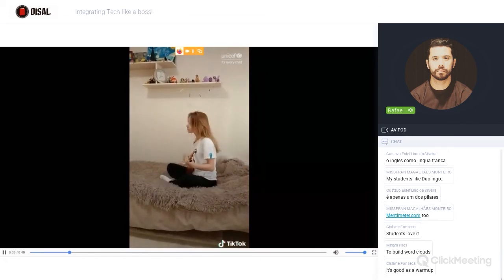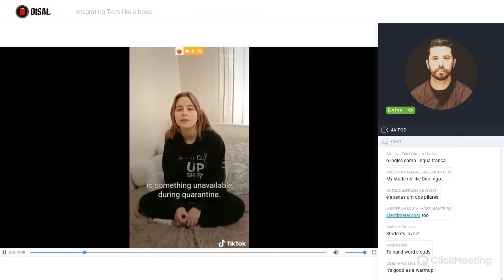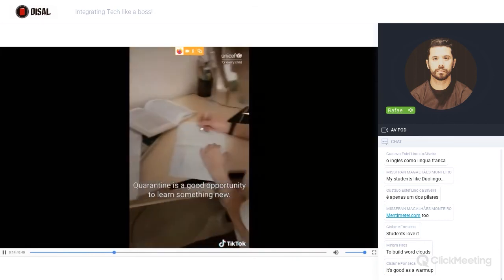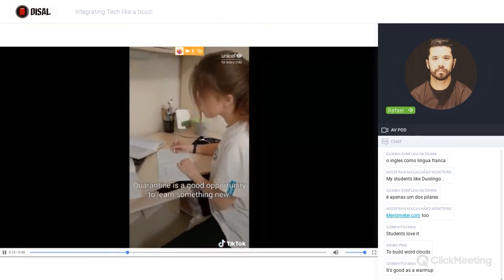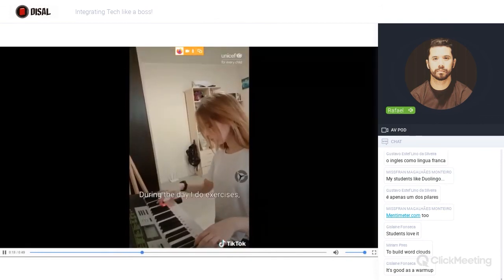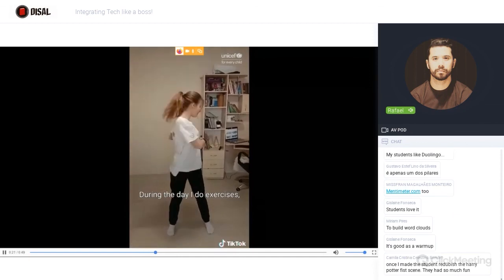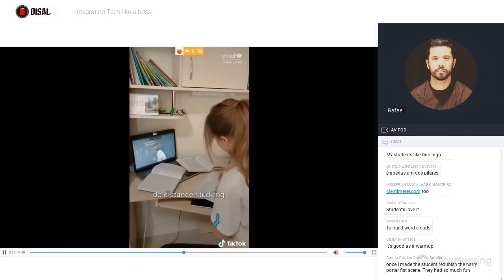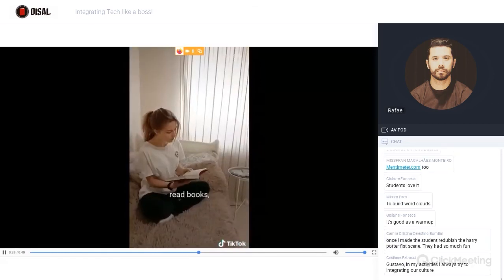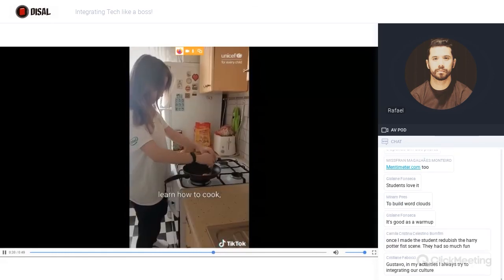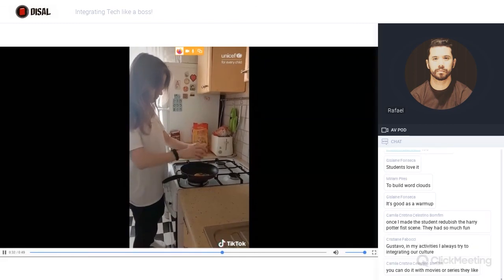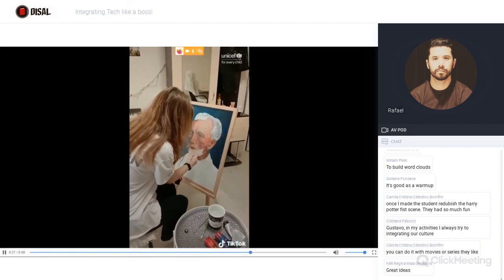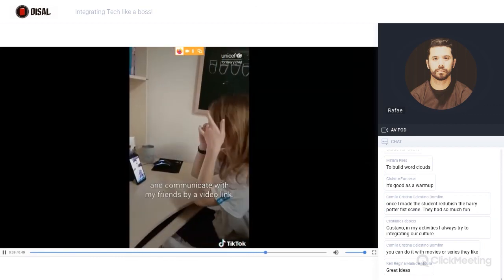Walking in the park, hanging out with my friends, or spending time in a cafe is something unavailable during quarantine, but it is not a reason to be upset. Quarantine is a good opportunity to learn something new. During the day, I do exercise, acquire new habits, do distance studying, read books, learn how to cook, play musical instruments, draw, and communicate with my friends by video link.